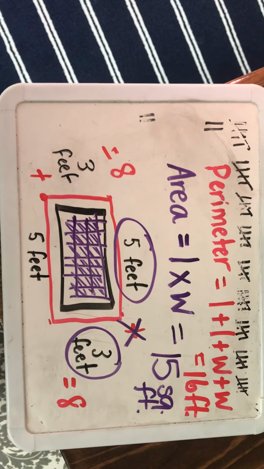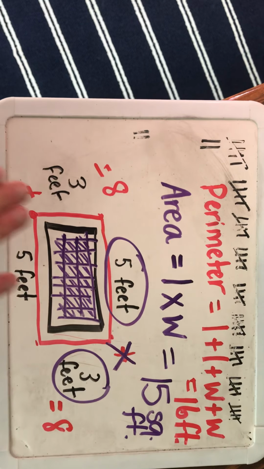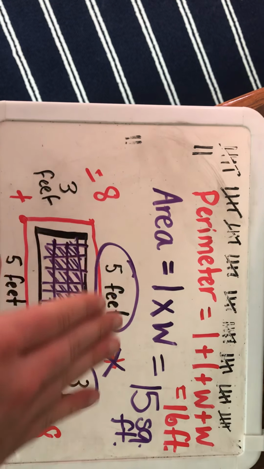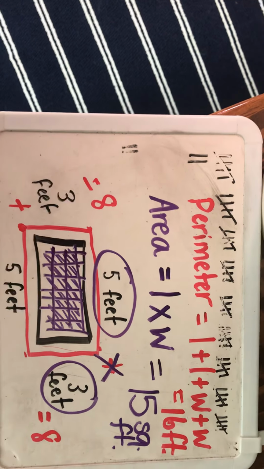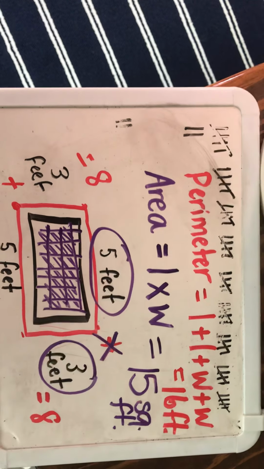Hopefully this was helpful. You have a couple to try in your packet. I want you guys to label them just like we did. And remember that perimeter is adding up all of the feet on the outside, and area is getting the inside by multiplying length times width.